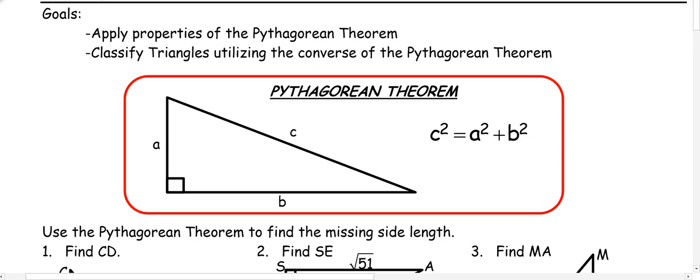This video is about the Pythagorean theorem and how to use the converse to classify triangles. So the Pythagorean theorem, remember, only works for right triangles.